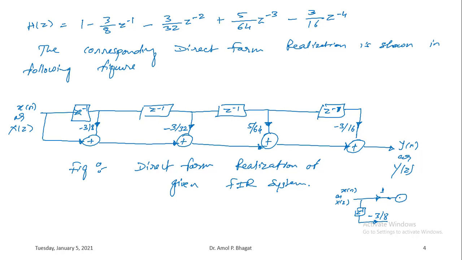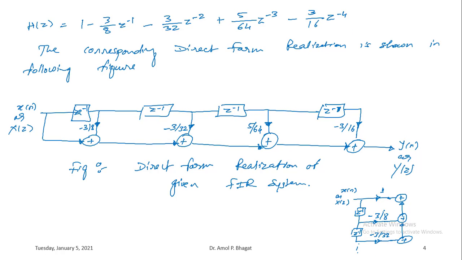Here you can add it, right? Another adder you will need here, correct? Then similarly another delay element, again a constant, but minus 3 by 32, another adder, again here you will be adding. So likewise you can continue with this one.